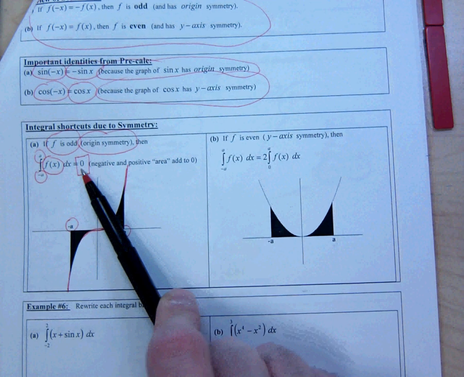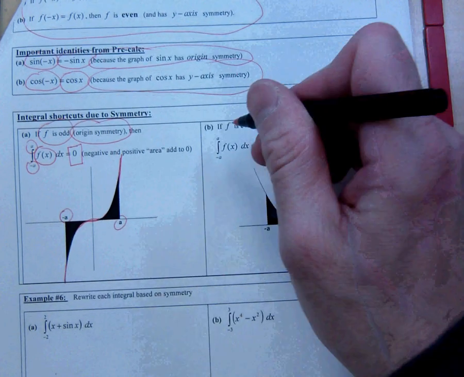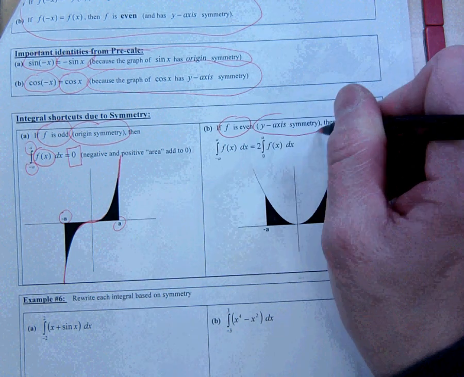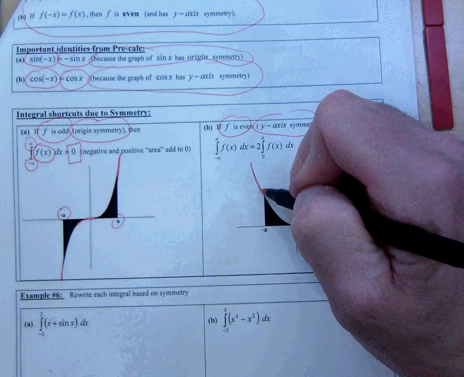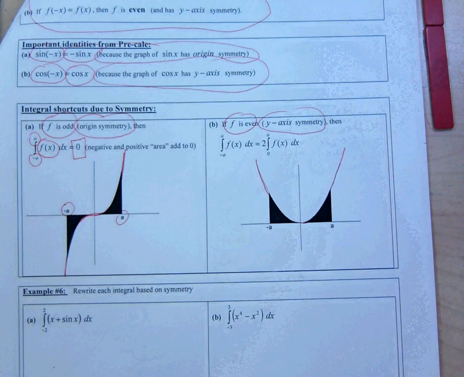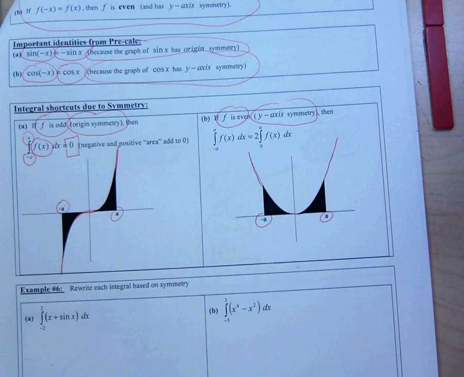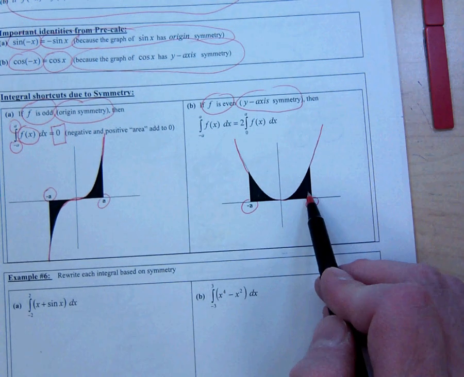Yes? Okay. Now, how would that change something like this if a function was even? In other words, if it had y-axis symmetry. Do you agree that this is an even function, this parabola right here? Yeah, because it has y-axis symmetry. What happens in this case when you integrate from negative a to a? Well, they don't add up to 0, but you get two identical areas, don't you?